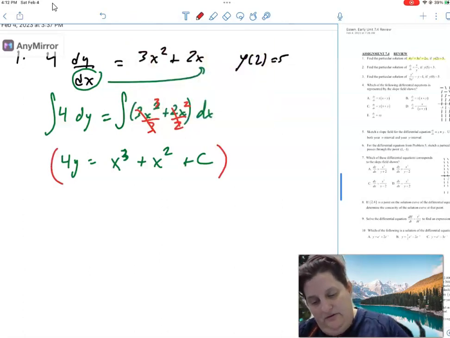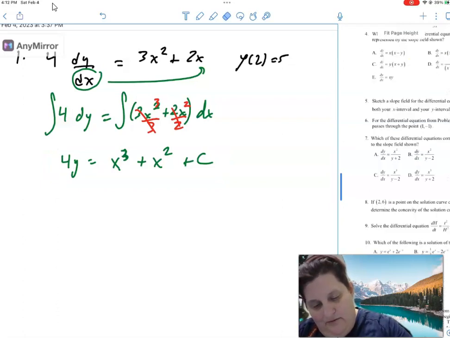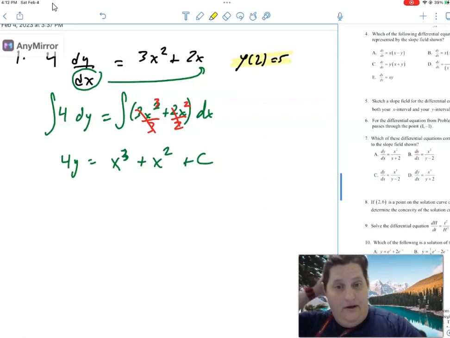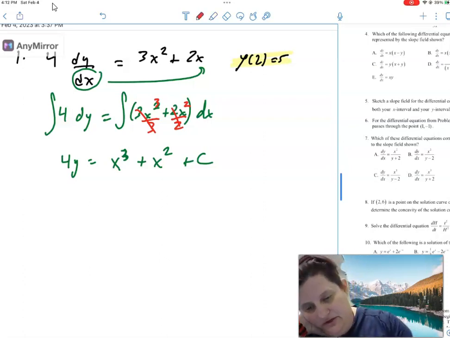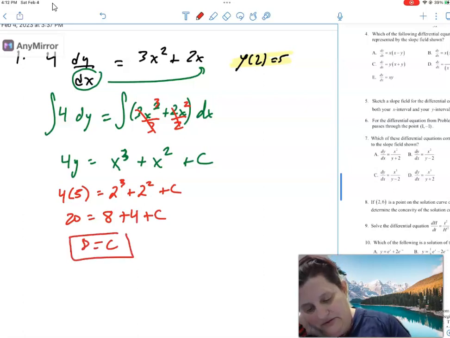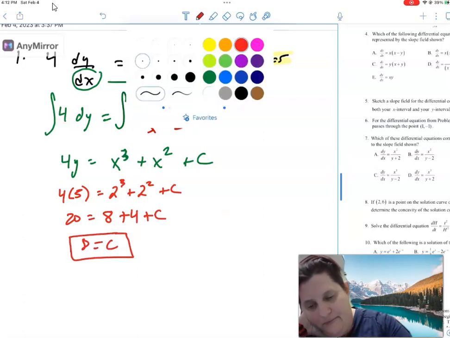Now I think I'll go ahead and solve for y first by making a 1/4. Well, no, you know what? Darn it, I don't want to have crazy fractions when I do this. So I think I'm actually going to solve for c first. I think that'll just be a little bit easier. It tells me that y equals 5 when x is 2. So 20 equals 8 plus 4 plus c. So c equals 8.